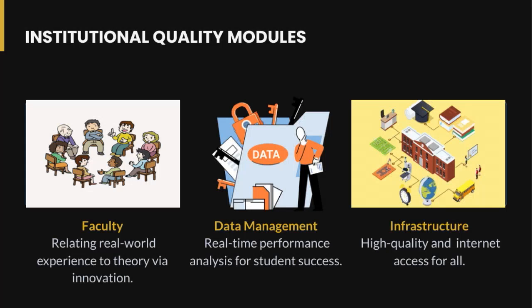Let's take a look at the institutional quality modules. First, we have infrastructure. Ensuring high-quality infrastructure and reliable internet access for everyone is fundamental. It creates the foundation for effective teaching and learning, making sure that students and faculty can connect seamlessly. Next, data management plays a crucial role. With real-time performance analysis, we can track student success more effectively. This allows us to identify areas where students might need additional support and to adapt our strategies quickly.